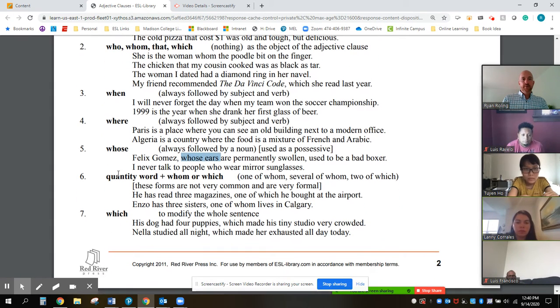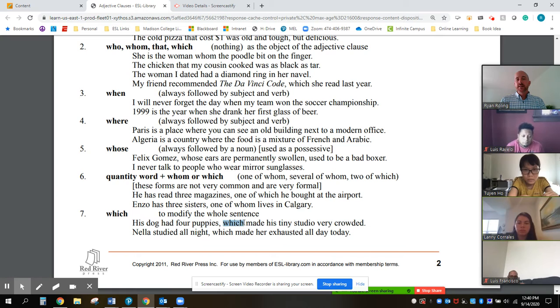Okay. And then we can have a quantity word, such as one of whom, several of whom, if you're talking about people, two of which, if you're talking about things. And then sometimes we have adjective clauses that modify the whole sentence. So here's a complete sentence. His dog had 4 puppies. That's a complete sentence. His dog had 4 puppies, which made his tiny studio very crowded.